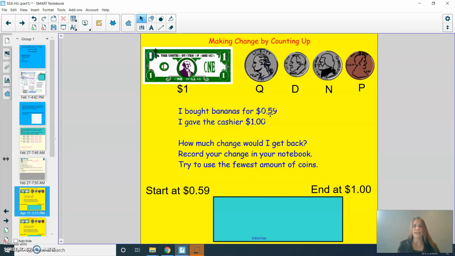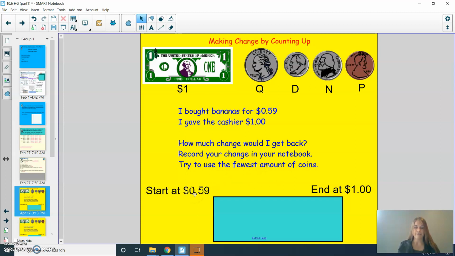So I bought a banana for 59 cents and I gave the cashier $1. I want to know how much change I would get back. And I'm going to record my change in my notebook. I'm going to show you how I do that right below. We're going to try to use the fewest amount of coins.